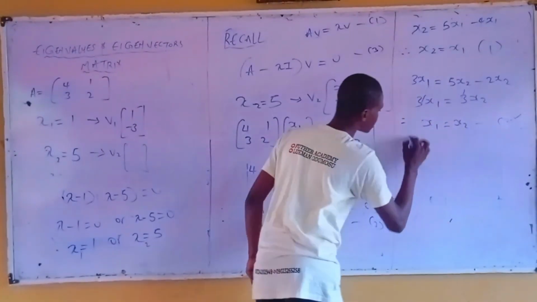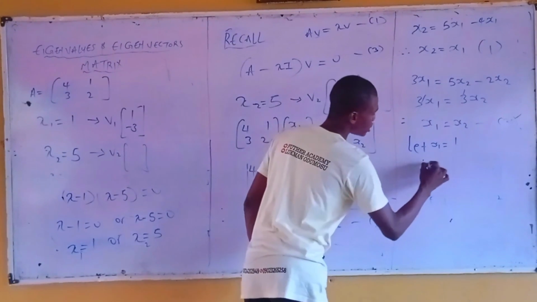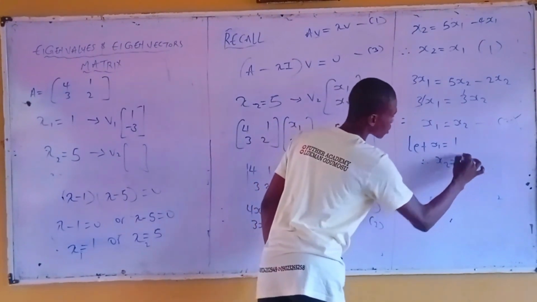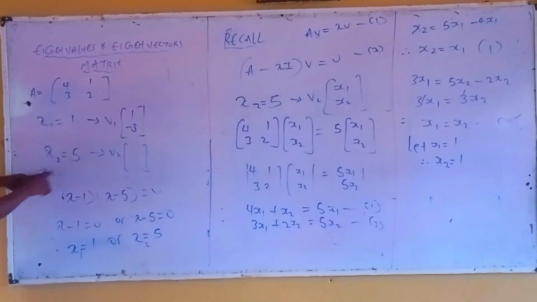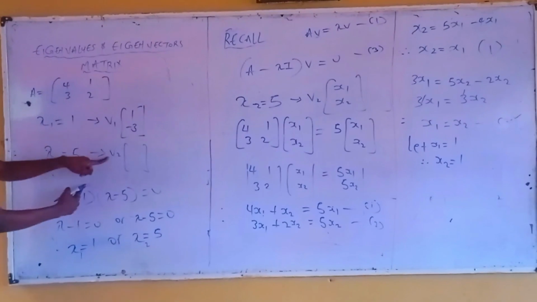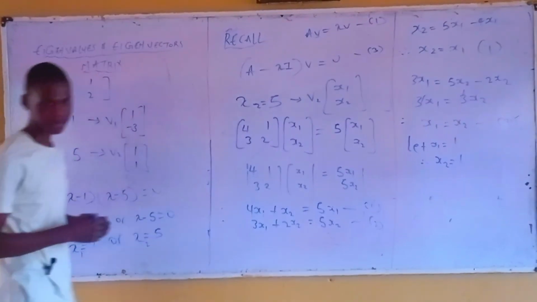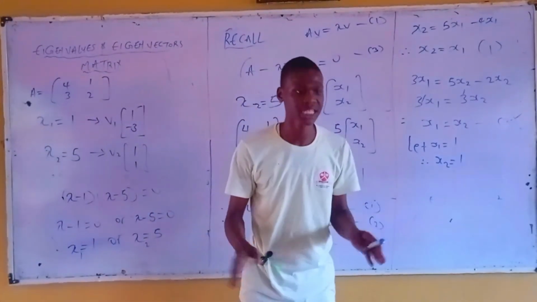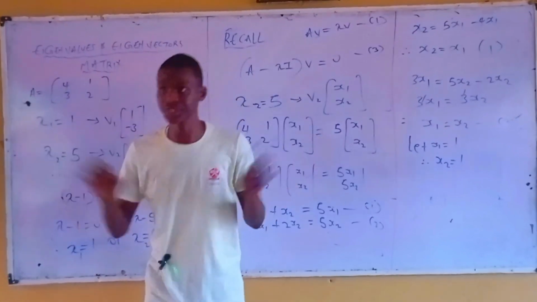So let's say let x1 equal 1. Therefore, x2 is equal to what? 1. Now come back to this place. For the eigenvalue equal to 5, the eigenvector becomes what? 1, 1. And that's it. So this is the concept behind eigenvector and eigenvalue of a matrix.